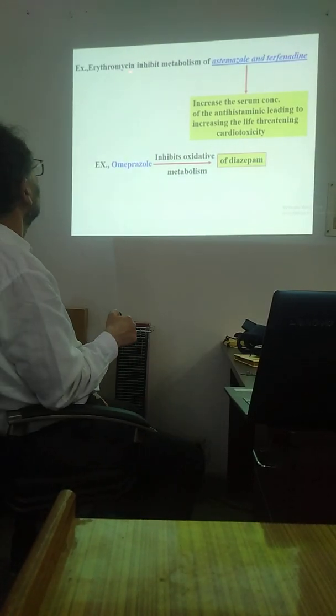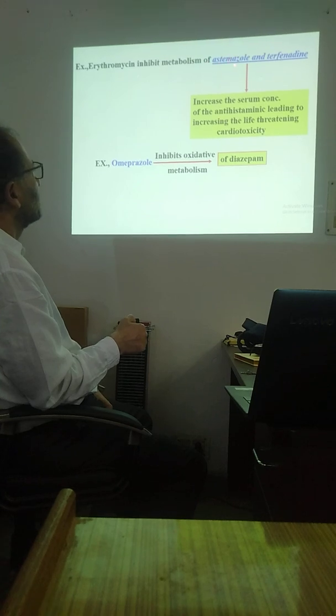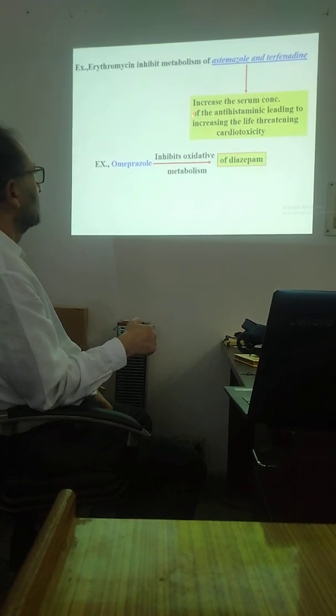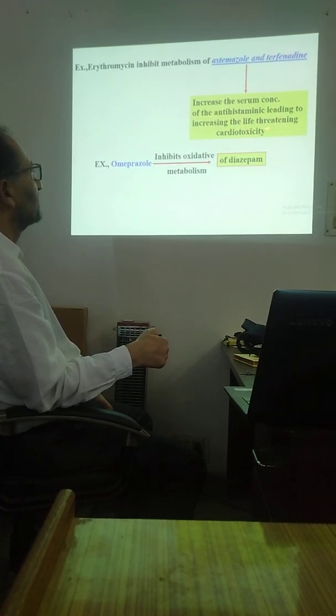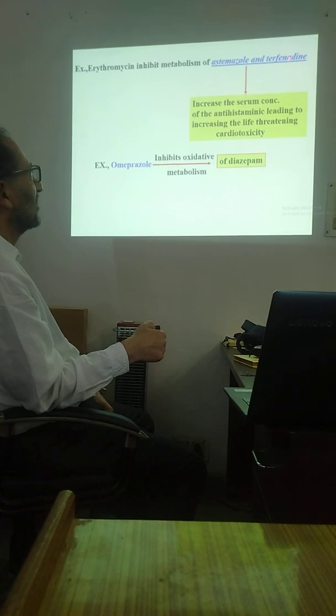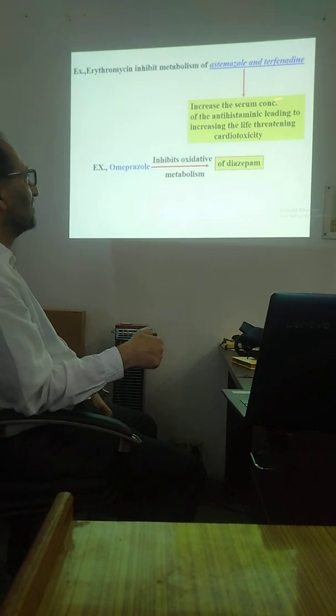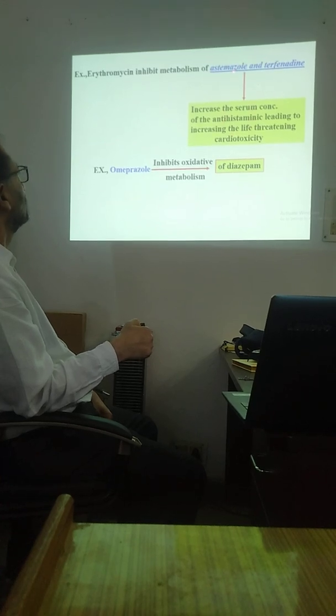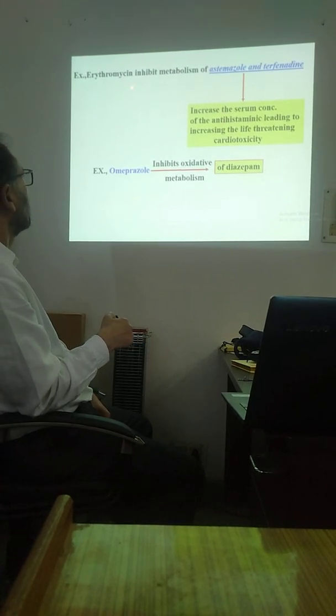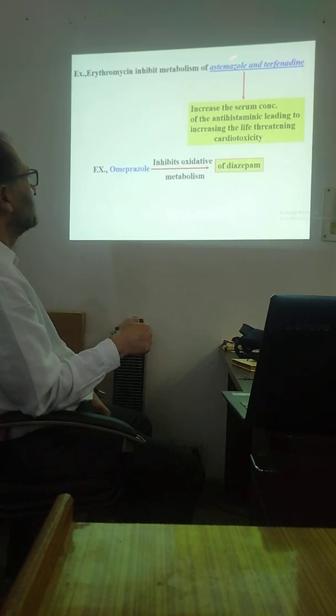Now, erythromycin inhibits the metabolism of astemizole and terfenadine. These are H1 blockers, and this increases the serum concentration of the antihistamine, leading to life-threatening cardiotoxicity. So astemizole and terfenadine have cardiotoxicity, and we should be very vigilant when we use erythromycin, which precipitates this. Astemizole and terfenadine are the target drugs, and they are cardiotoxic.